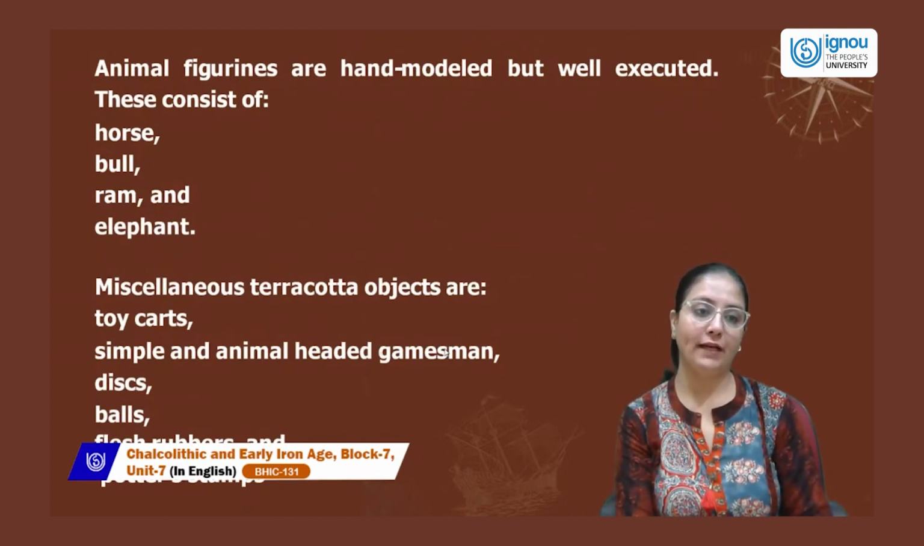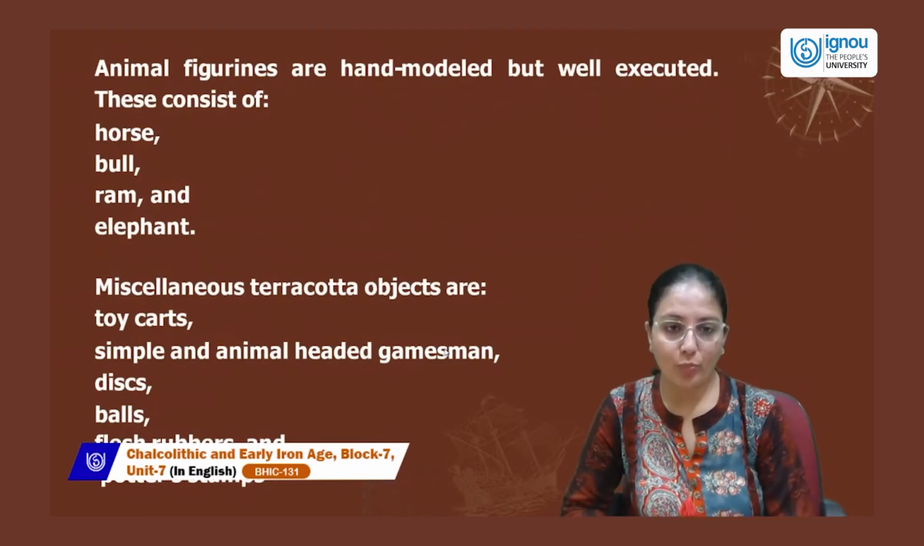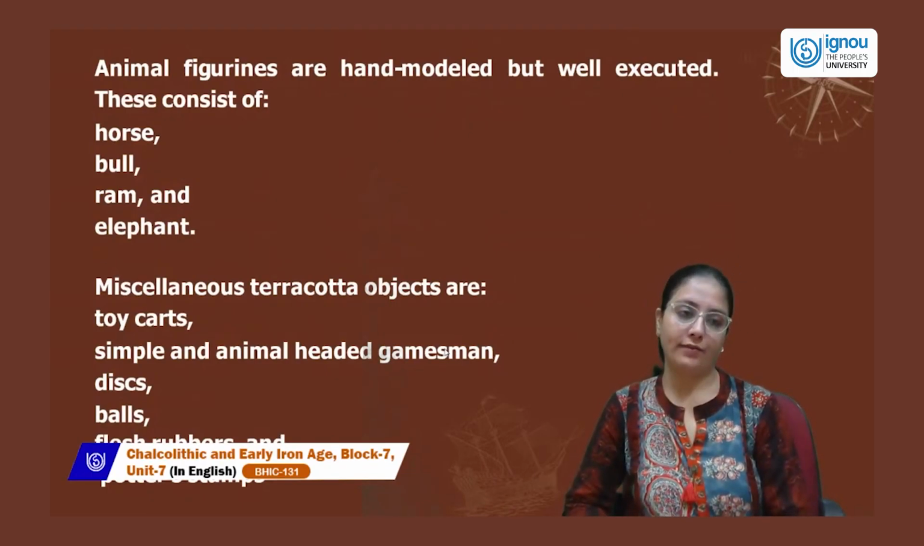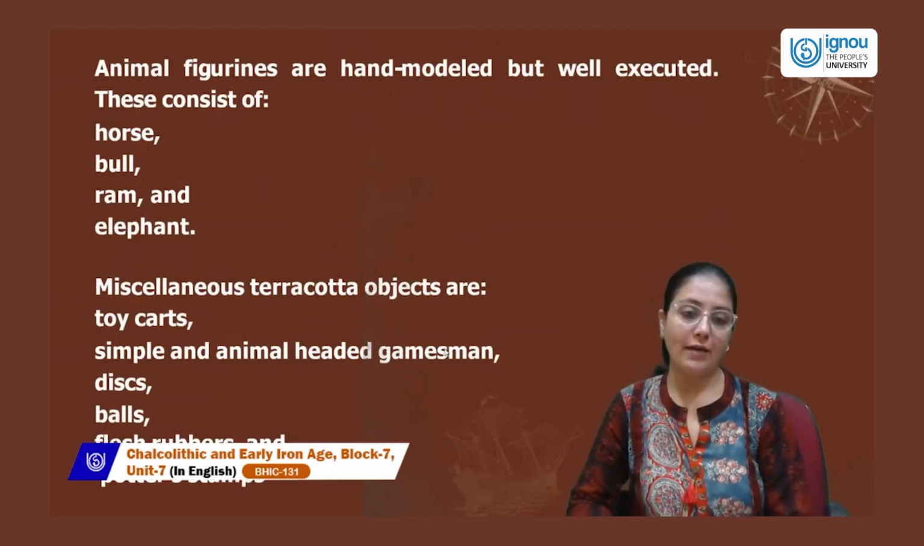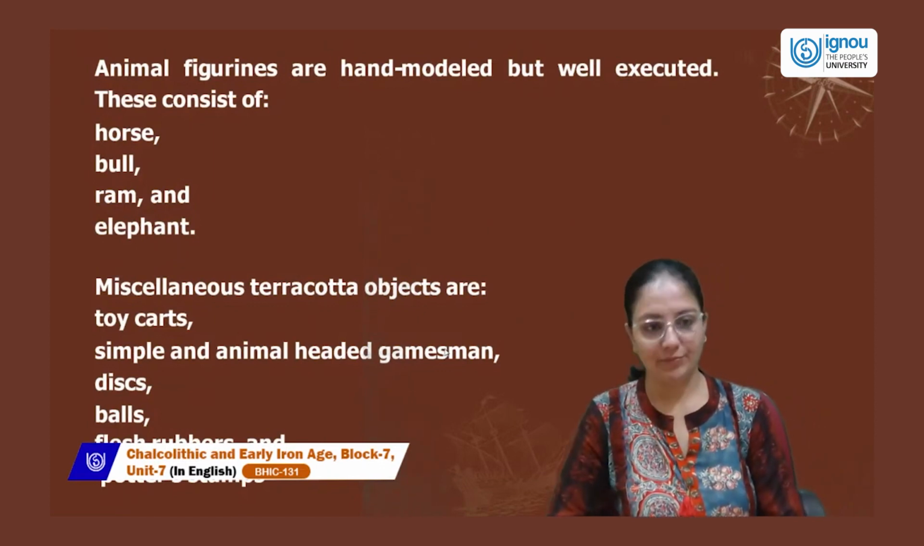Miscellaneous terracotta objects are toy carts, which we can see in our NCERT books also. Toy carts means toy gadi, which they used to play with, for their children. Simple and animal-headed gamesmen, disc, ball, flesh rubber, water stem. Yes, these types of toys they were using for their children to play.